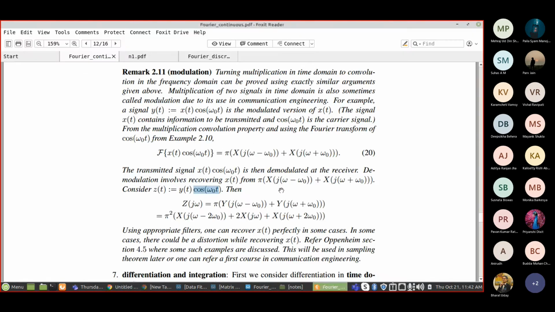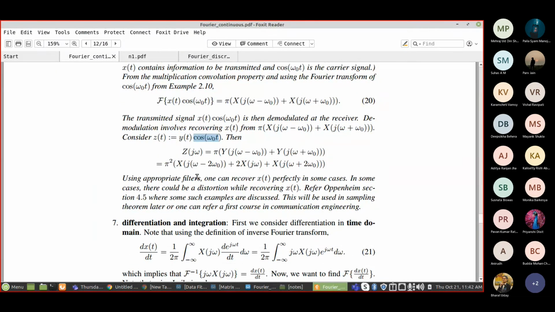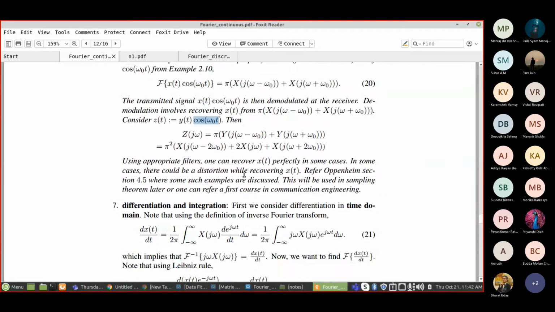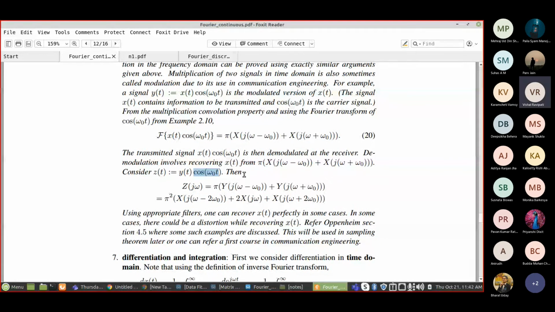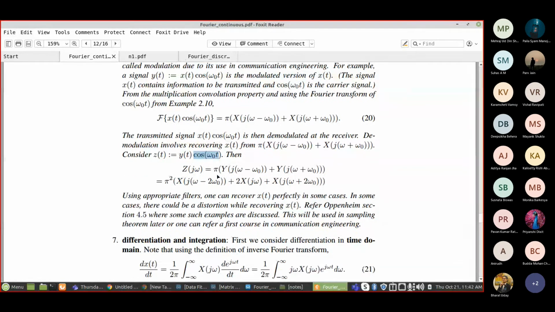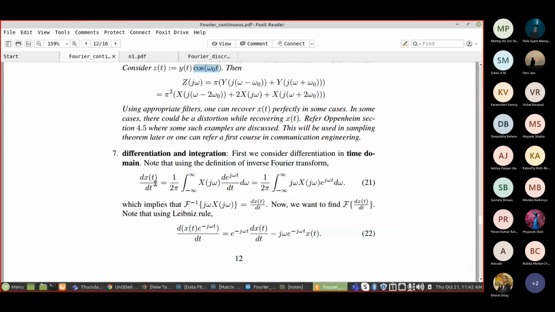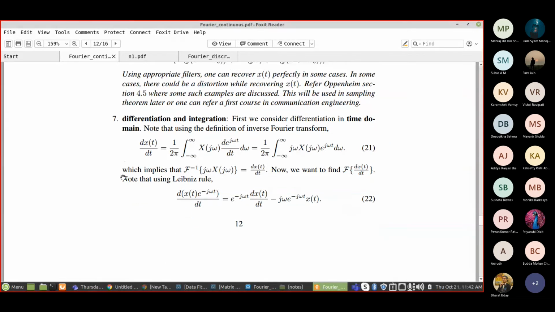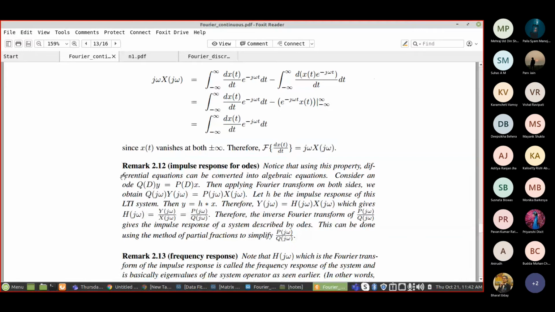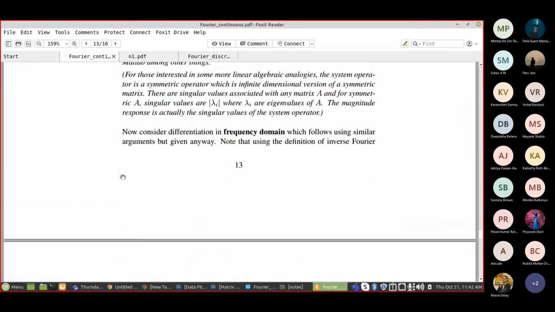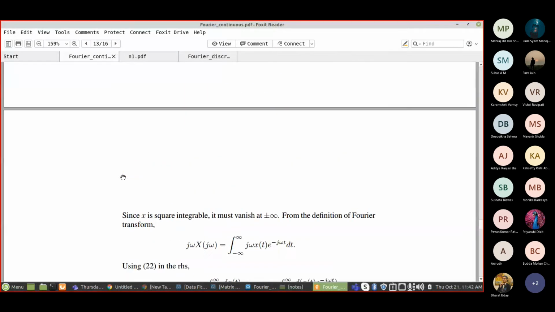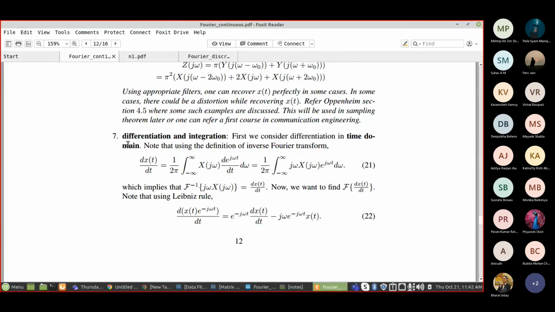Okay, so yeah, this shows up a lot in communication engineering. Those who will take communication engineering later will see these things appearing again and again. Okay, so we don't have much time, so let us finish differentiation and integration. Tomorrow I definitely want to finish this. So let me quickly do differentiation first.